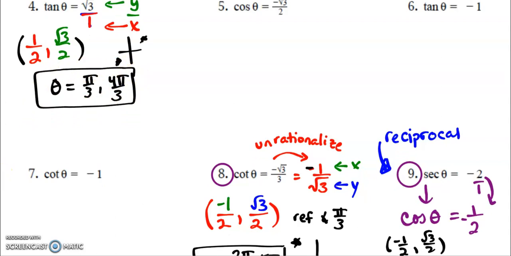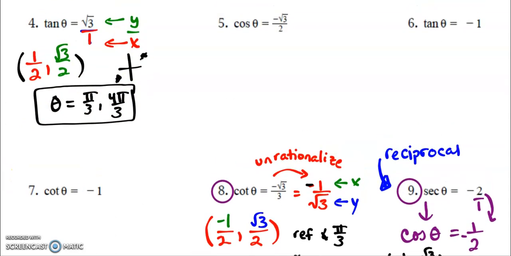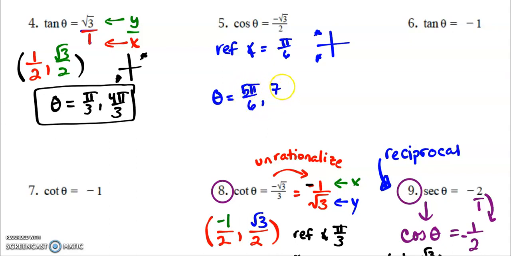Okay, last but not least, we'll do number 5. In 5, this one's pretty straightforward. We've got an x value of negative root 3 over 2. That's going to be a reference angle of pi over 6. And because it's negative, we're going to land in the second and third quadrants. So I need to erase this line because I don't need that. 5 pi over 6 and 7 pi over 6.